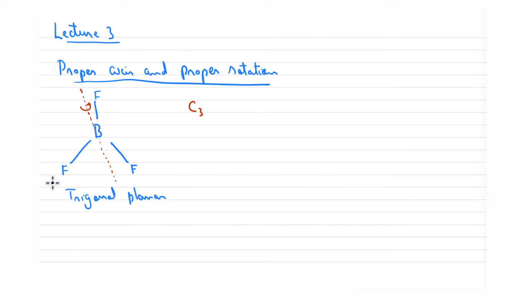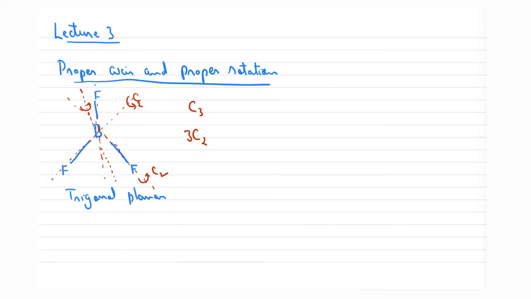Another axis will be the one which is actually in the plane of the board and is passing through B and F atoms. So this will be called a C2 axis. And how many such C2 axes will be present? There will be 3 such C2 axes present, because we have 3 such BF atoms. So we'll have this C2 and another one passing through this, right? So 3 such C2 axes. Now let us see what is the effect of C3 and C2 operations onto this molecule.